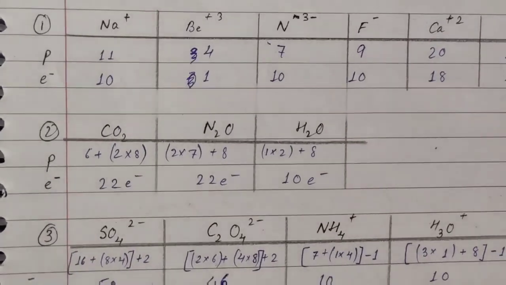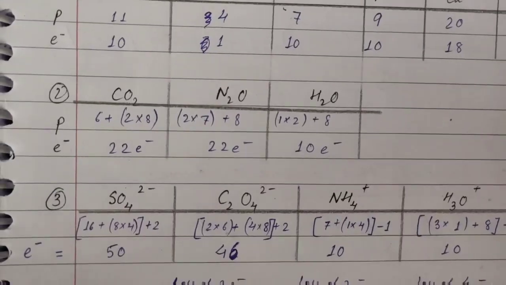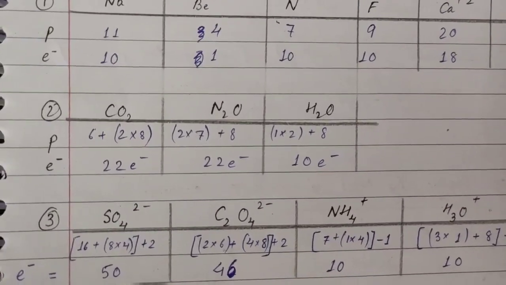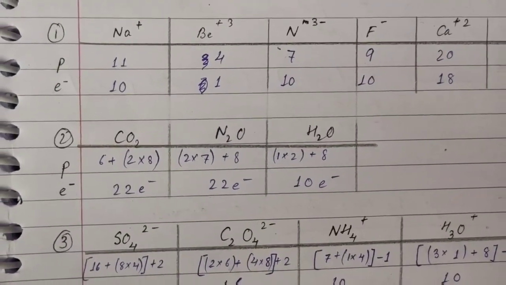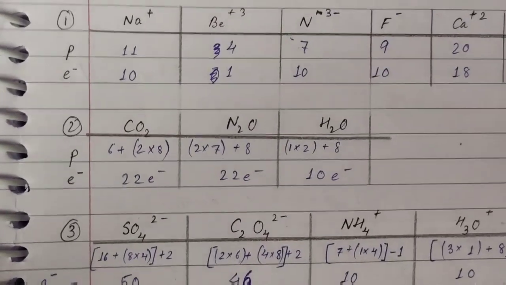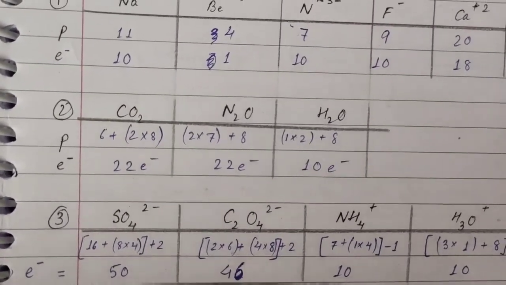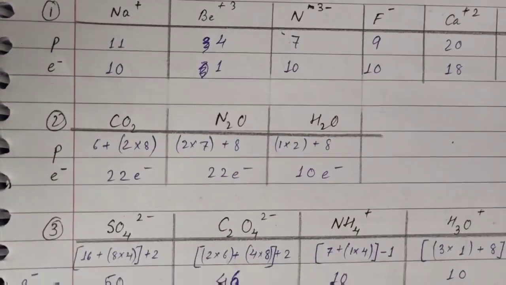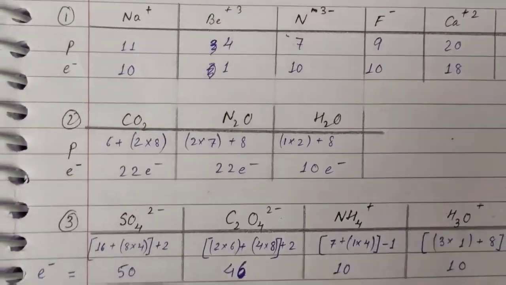Similarly for N2O, nitrogen has 7 electrons in its neutral state. So 7 into 2 becomes 14, plus oxygen has 8 electrons. So it becomes 14 plus 8, 22 electrons. Simple. Now H2O: hydrogen has 1 electron in its neutral state and oxygen has 8 electrons. Now there are 2 hydrogen atoms, so 1 into 2 becomes 2, plus 8 becomes 10 electrons.